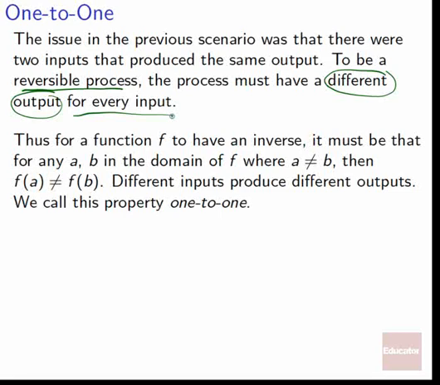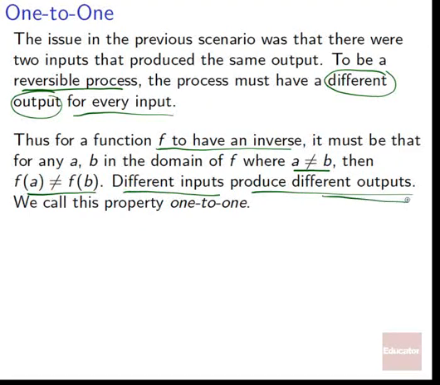So for a function f to have an inverse, it has to be that for any a, b in the domain, any a or b that we could use in f normally, where a is not the same thing as b, where a and b are distinct from each other, then f of a is different than f of b. f of a does not equal f of b. So if a and b are different, then the function's outputs on a and b are different as well. So different inputs going into a function have to produce different outputs.